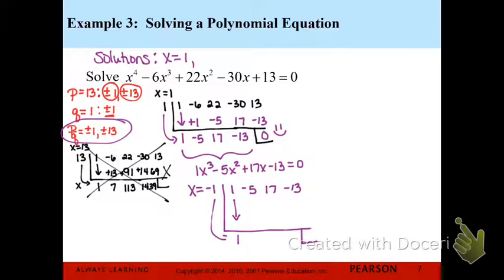Remember, multiply it times the number on the outside. Negative 1 times 1 is? Negative 1. Combine them. Negative 5 minus 1. Negative 6. Multiply it times the negative 1 on the outside. Positive 6. Combine them. 23. Multiply. Negative 23. Combine them. Negative 36. Even if you didn't do it, we know it's not going to be 0, right?